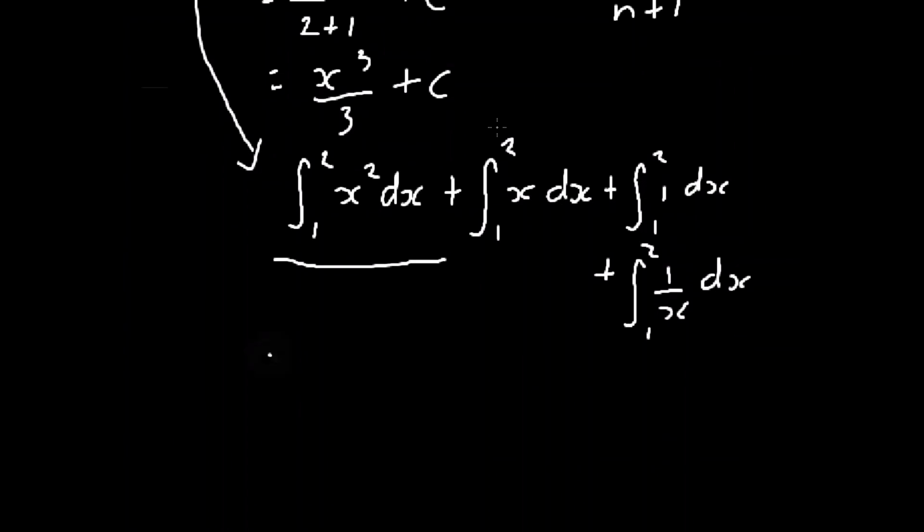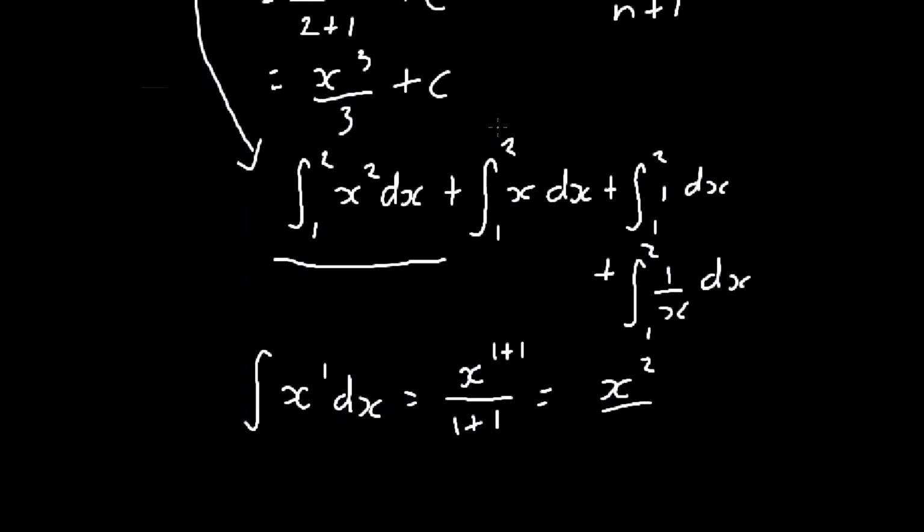What happens if we try and find the integral from 1 to 2 for x? What is that equal to? Well, that's x to the power of 1, and I'm just going to get rid of the 1 and 2 there. So that's equal to, now the 1 becomes 1 plus 1, x to the 1 plus 1, and that is equal to x squared divided by 2, and then technically a plus c.